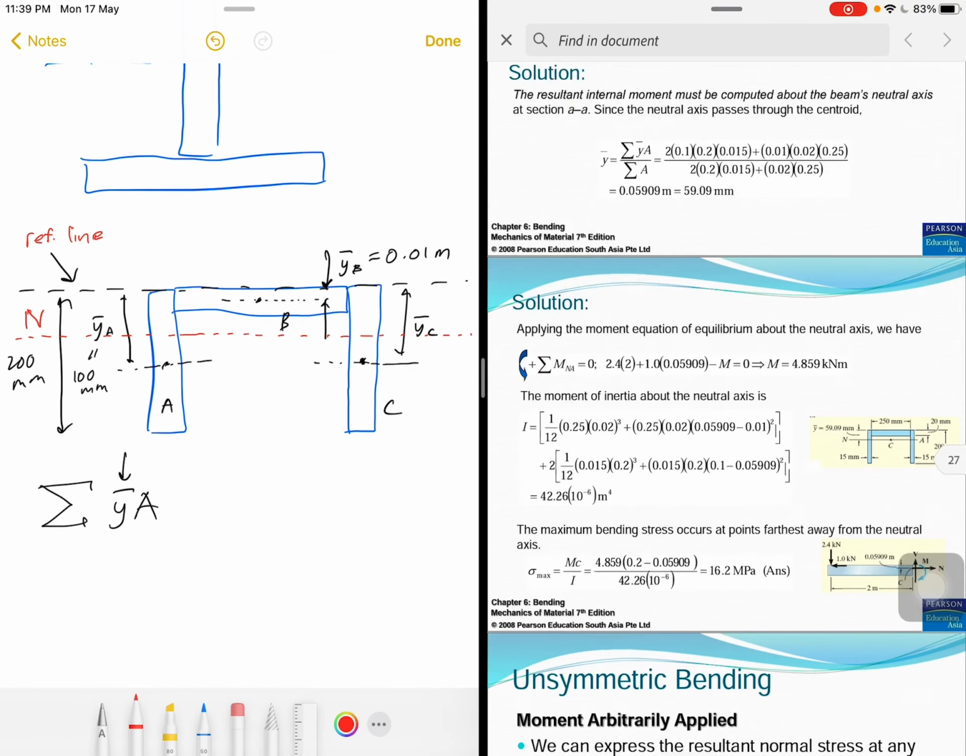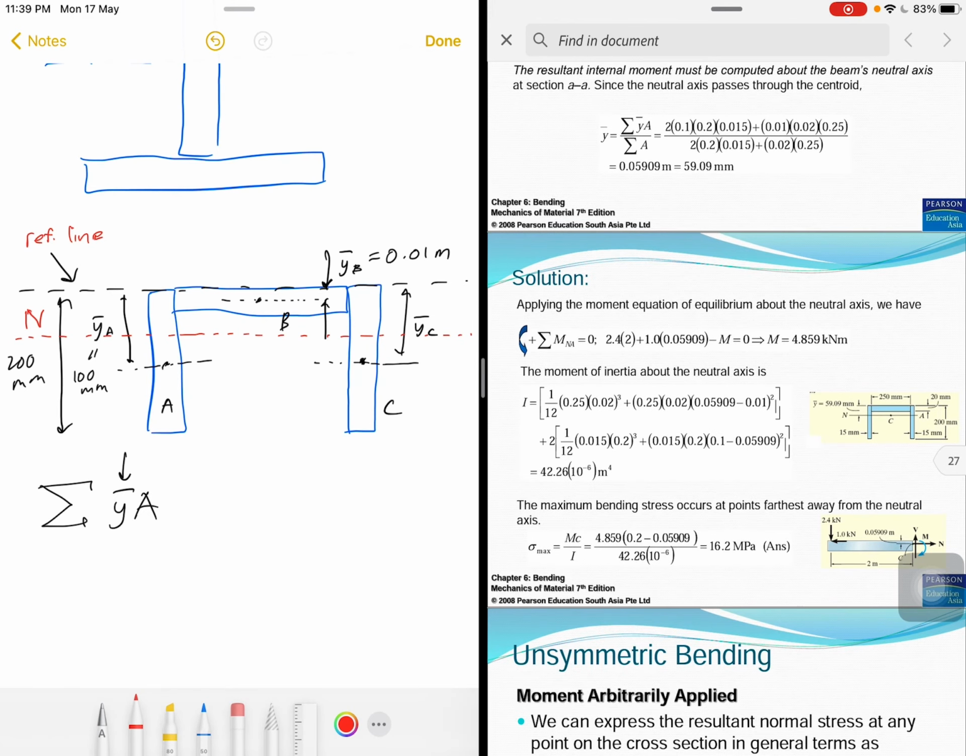The rest is the same as the previous example, and you may try it by yourself.